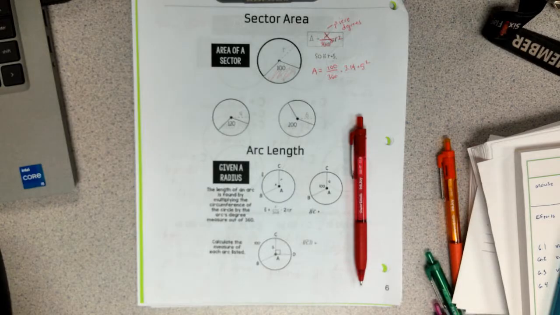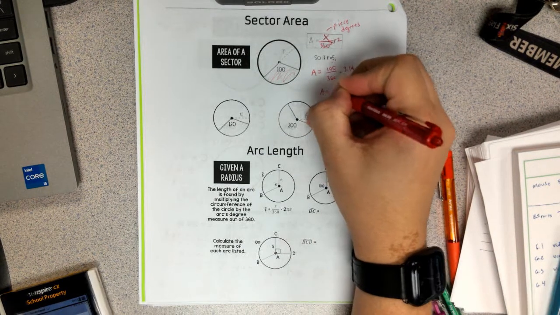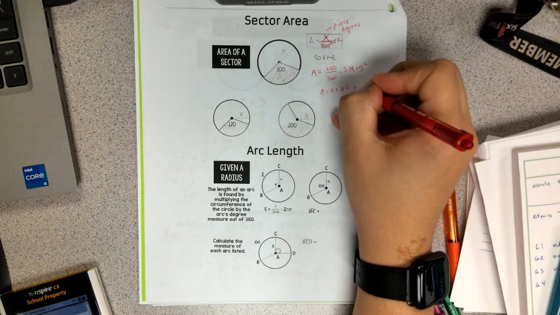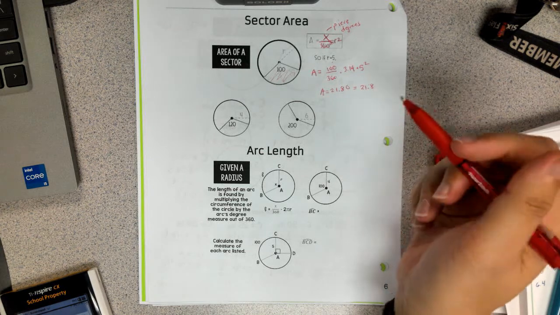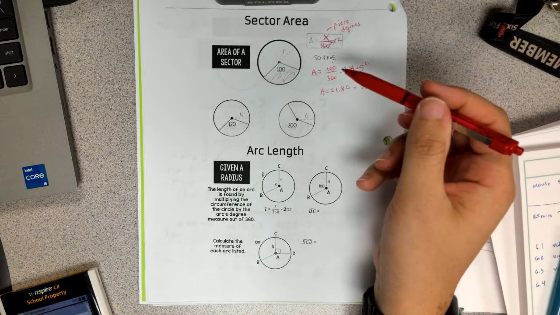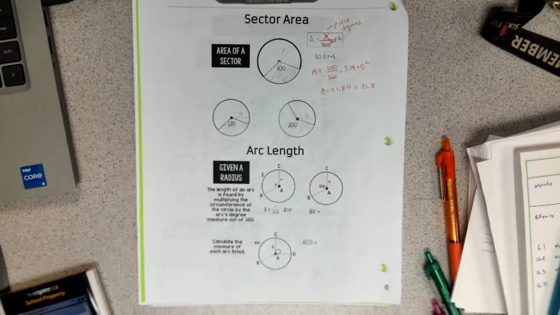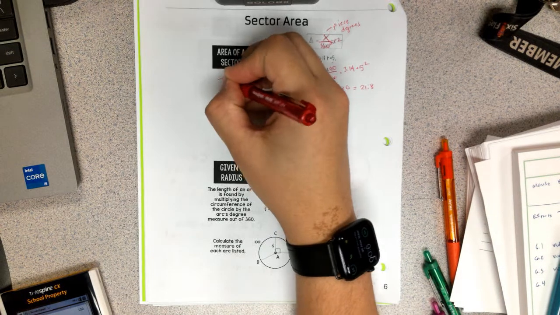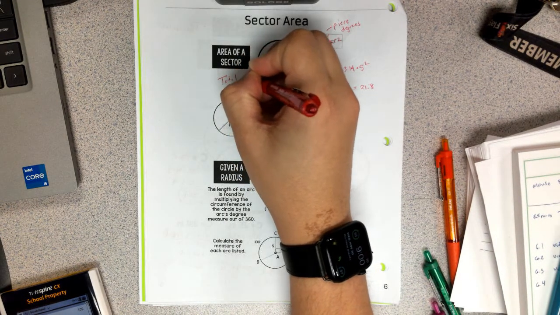And so when I hit enter, I get an area equals 21.80, which we round to 21.8. Now, a good way to check these is to find the total area and see if it makes sense. So let's find the total area, which is going to be 25 times 3.14. So the total area equals 78.5.